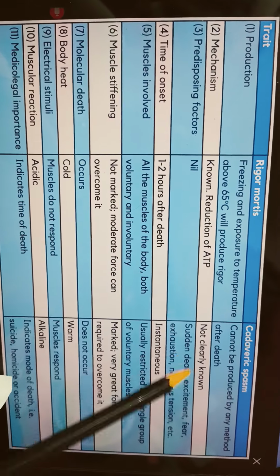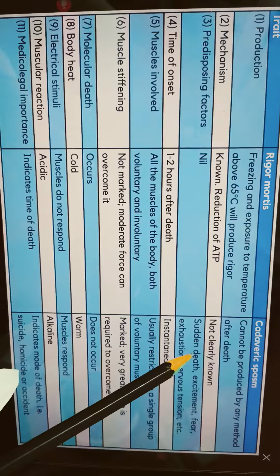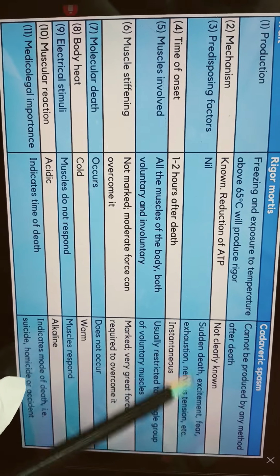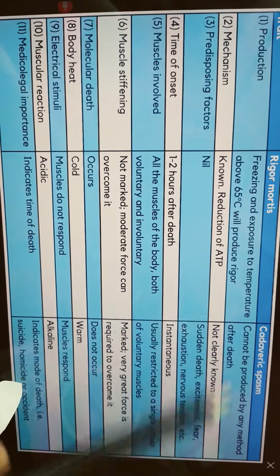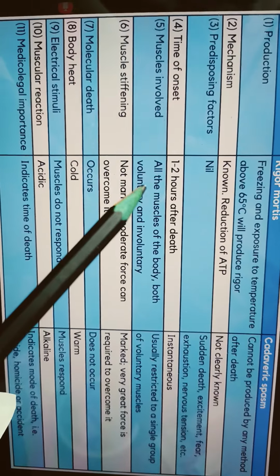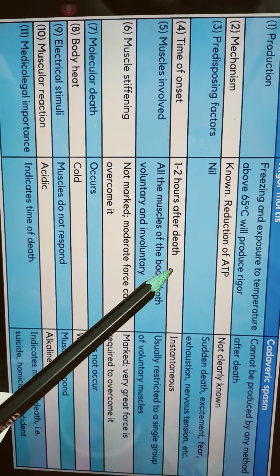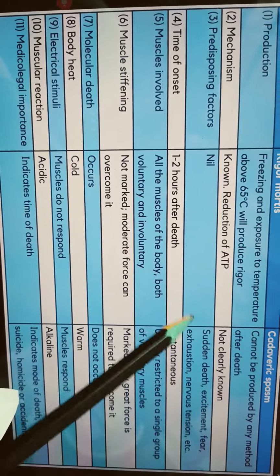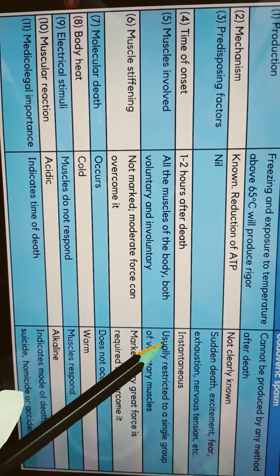Predisposing factors: nil for rigor. Sudden death, excitement, fever, exhaustion, nervous tension, etc. can cause cadaveric spasm. Any sudden death or excitement, fear at the time of death. What is the time of onset? One to two hours after death the rigor mortis will begin, and cadaveric spasm instantaneously.